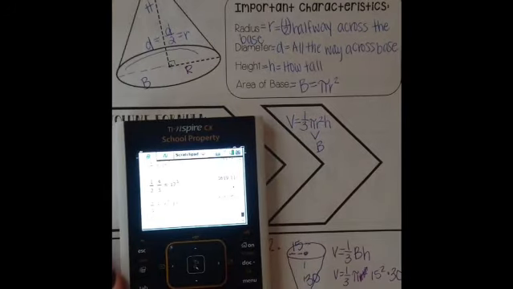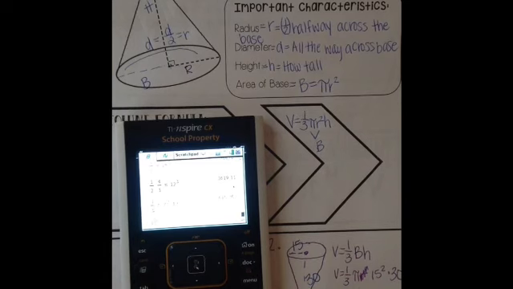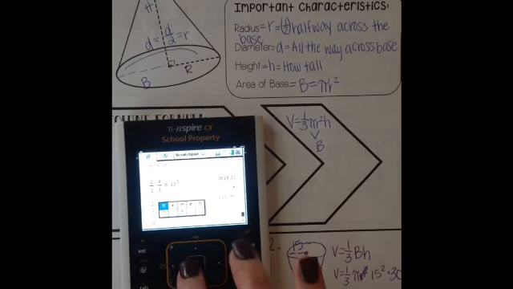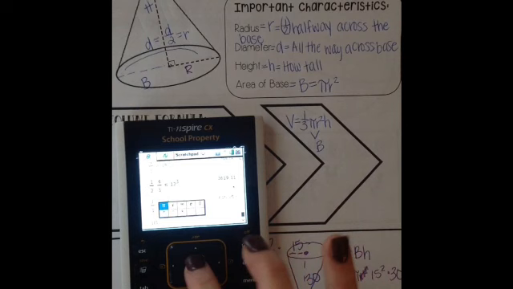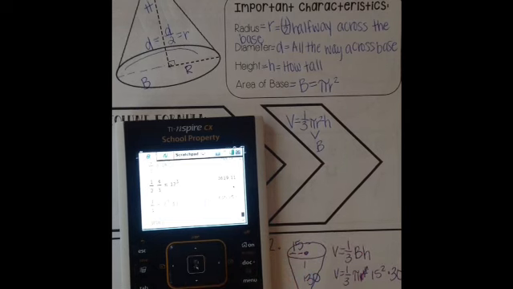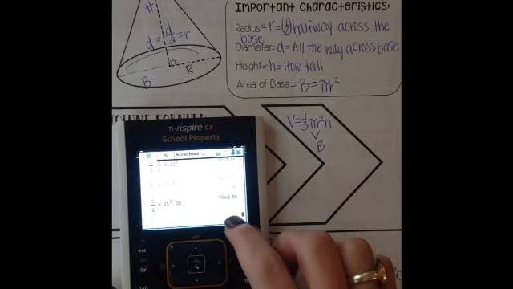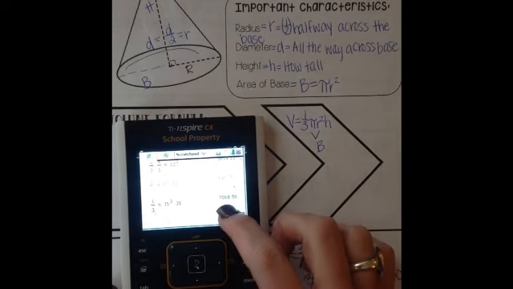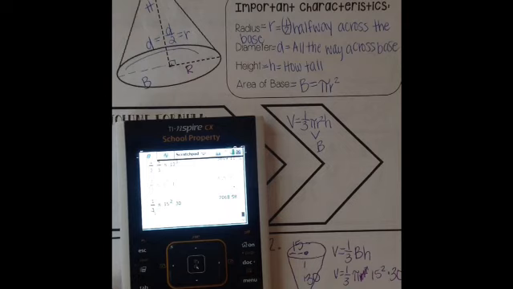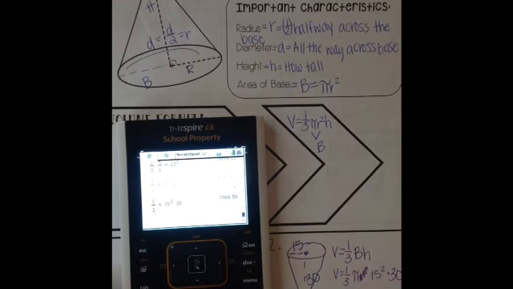See if you can see mine. Okay, so we're going to do 1 divided by 3, hit our pi button. Okay, and then we're going to do 15 squared times 30. Hit enter. So on this one we get 7068.58. Well, that's going to be okay because the 58 is not going to round due to it being already in the hundredths place. So our answer is V equals 7068.58.